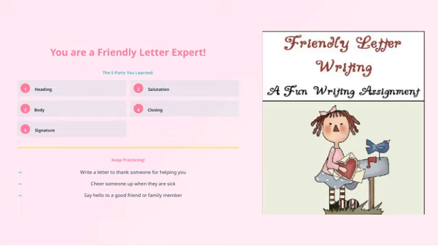You are a friendly letter expert. Today, I want to remind you of the 5 key parts you've learned to write a friendly letter. First, there's the heading, which is where you put the date at the top. Next is the salutation, the greeting you use to start your letter, like Dear Friend. Then comes the body, where you share your message, tell your stories, or ask questions. After that, there's the closing, a polite way to end your letter, such as sincerely or your friend. Finally, you add your signature to sign your name at the bottom.